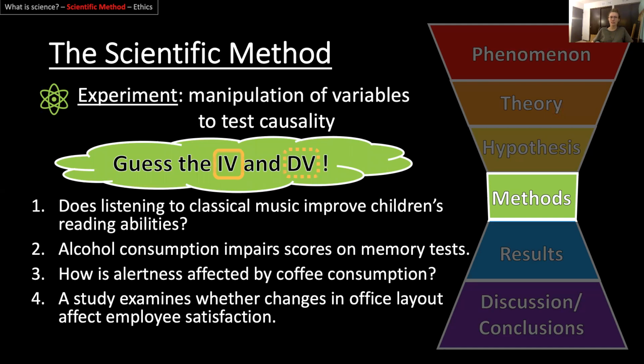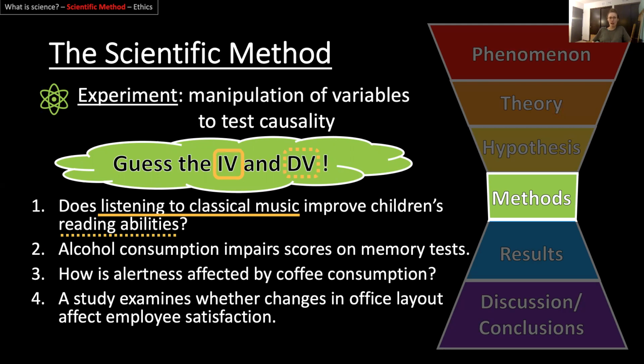All right, so these are the answers that I have. I'm going to show you the IV with a solid line and the DV with the dashed line. So number one, does listening to classical music improve children's reading abilities? The thing that you're manipulating is whether you're listening to classical music. So maybe you're choosing to listen to different types of music, or music and no music, that kind of thing. That's the thing you manipulate. And the outcome is how well a child was able to read.